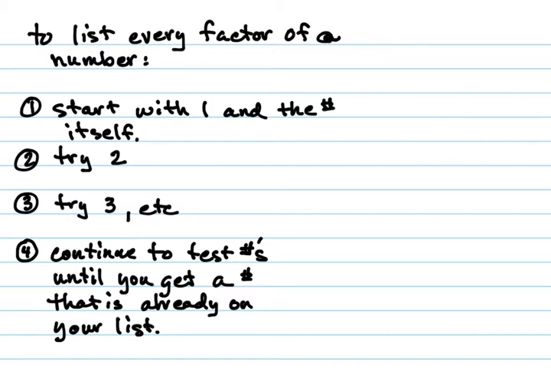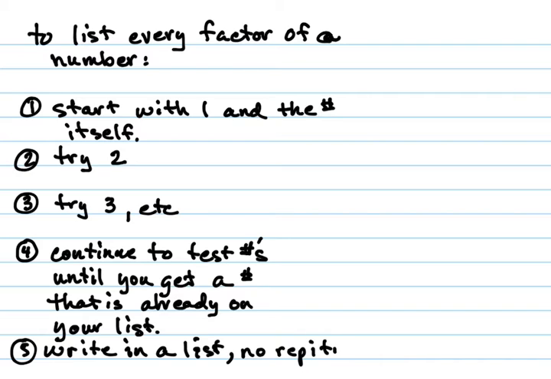So continue to test numbers until you get a number that's already on your list. Once you find them, they're all in pairs. Then we want to write in a list. And I'm going to write this down, and then we'll talk about what it means. With no repetition. You never repeat a number, even though it may be on your list more than one time in the original list.